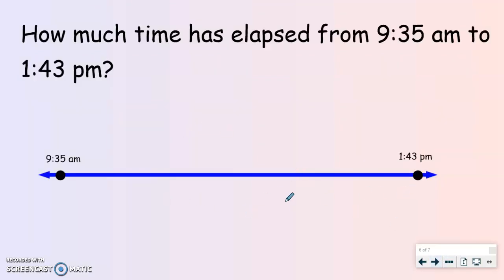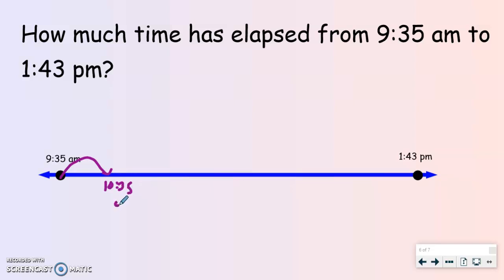Now this time we're actually going to cross over midday. We're going to cross over noon. So how much time has elapsed from 9:35 a.m. to 1:43 p.m.? And again, you can do this a lot of different ways. If you want to add more than 1 hour at a time, you can. It's whatever you're comfortable with. But I'm going to kind of play it safe, and I'm just going to do 1 hour increments. So I'm going to start at 9:35, and I'm going to add 1 hour. Okay, and that's going to take me to 10:35.